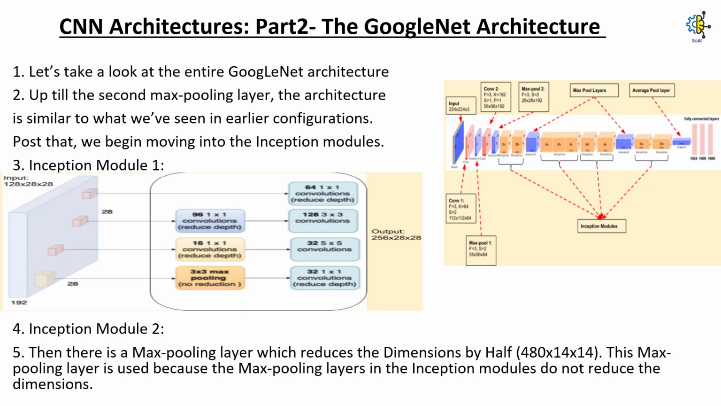The GoogLeNet architecture. Let's take a look at the entire GoogLeNet architecture. Up until the second max pooling layer, the architecture is similar to what we have seen in earlier configurations. Post that, we begin moving into the Inception modules. Then there is a max pooling layer which reduces the dimensions by half. This max pooling layer is used because the max pooling layers in the Inception module do not reduce the dimensions.